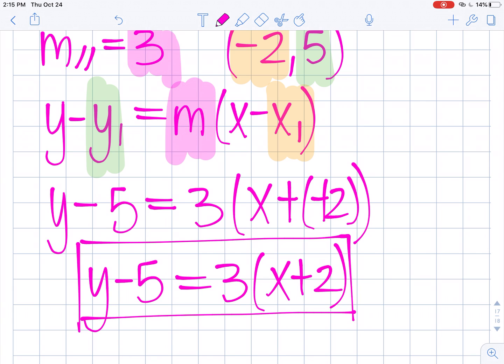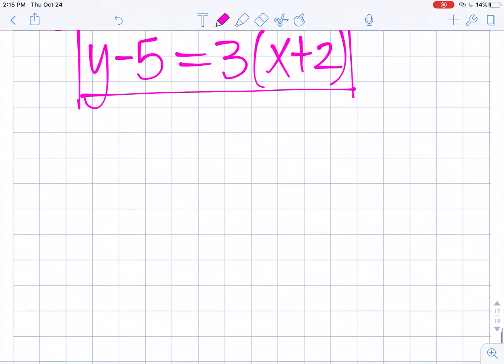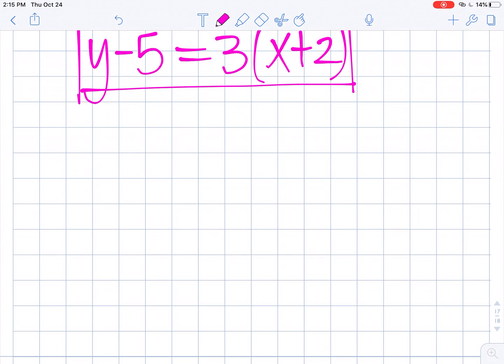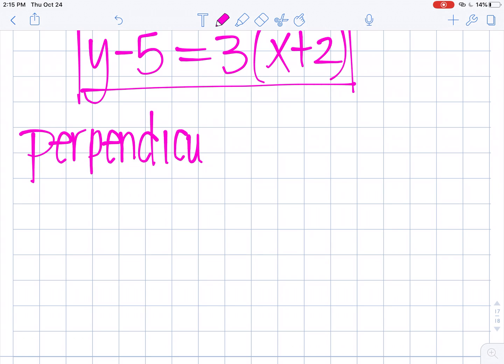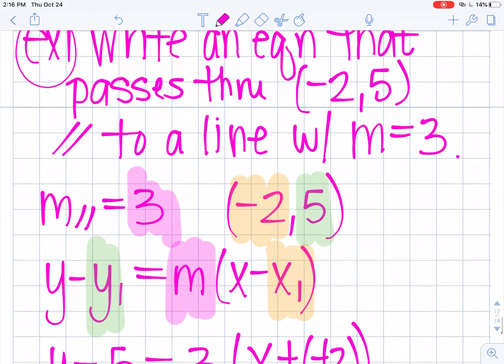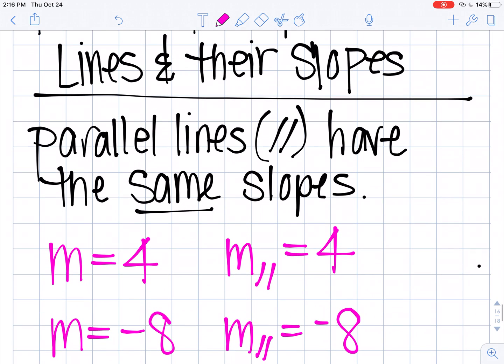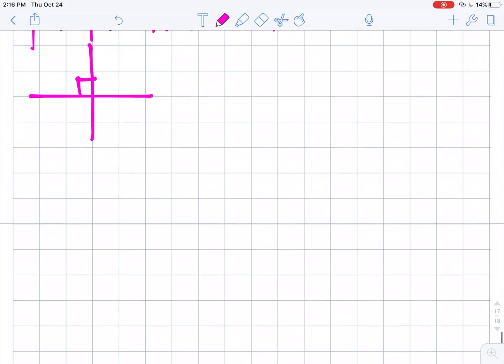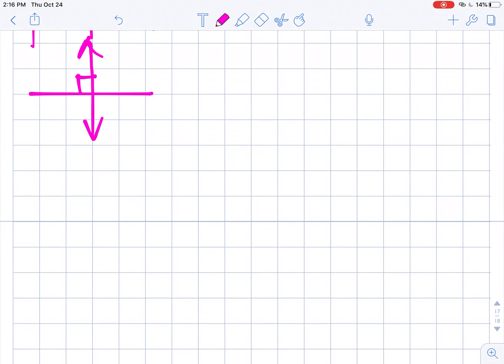Okay, now we're going to change it up a little bit and let's talk about perpendicular lines. So perpendicular lines are lines that cross at 90 degrees like this. And let's go, by the way, back for just 1 second. We talk about parallel lines. Parallel lines literally look like they never ever intersect. They look just like this. That's why we write them this way. So perpendicular lines are lines that cross at 90 degrees like this.